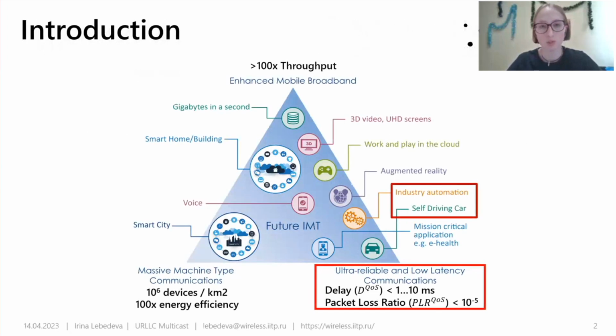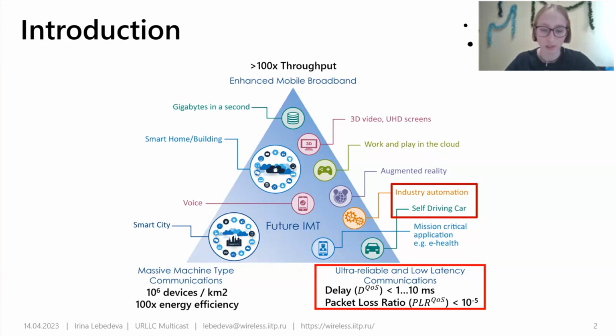Today I'm going to tell you about efficient multicast service in 5G systems. 5G systems support different applications which have different requirements of quality of service. Our research is complicated by URLLC users' participation in transmission. URLLC users impose strict limits on transmission delay and reliability.